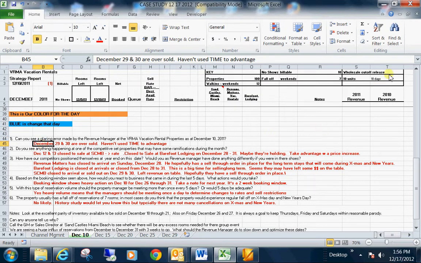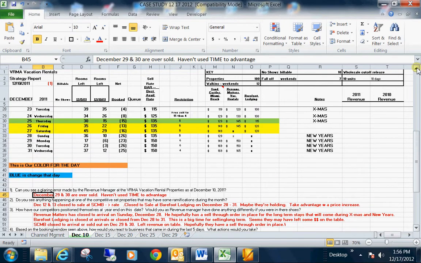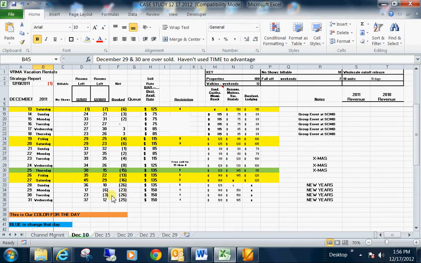We haven't used time to our advantage with these reservations. We have 3 weeks to go. We could have put in even a higher minimum length of stay. We had 6 nights here, and you can see that at the end of the year we put in a pretty good minimum stay restriction because you're on the beach and you can push that. And once again, time is on our side.